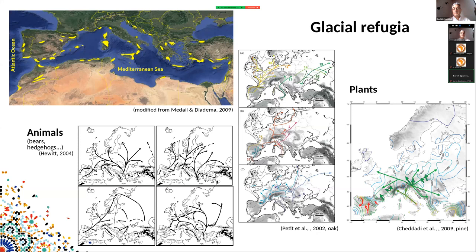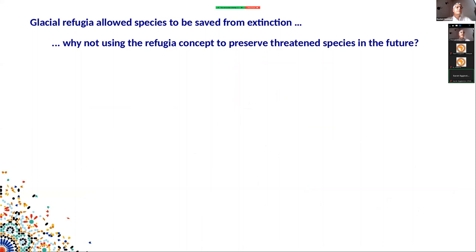So based on this idea that glacial refugia allowed species to be saved from extinction during the last glacial times, scientists started to think, why not use this refugia concept to preserve threatened species, the species that are threatened today, and to preserve them in the future. Let's have a look at the literature over the past decades.